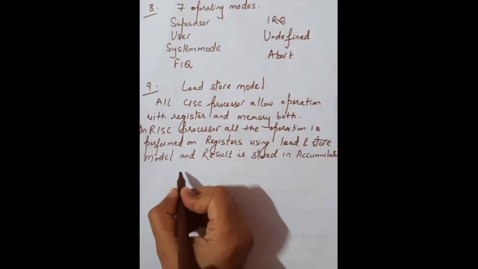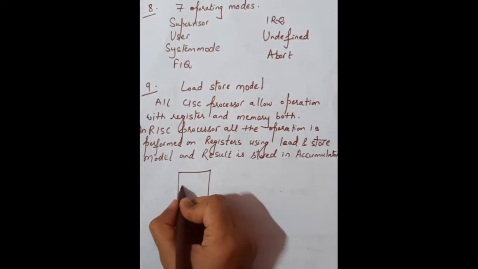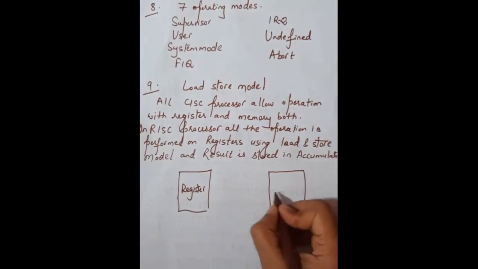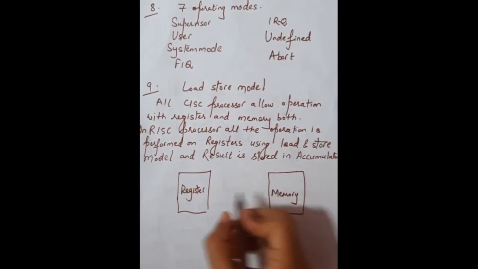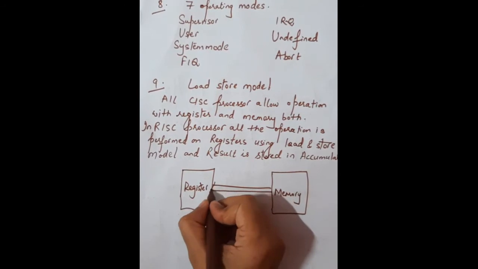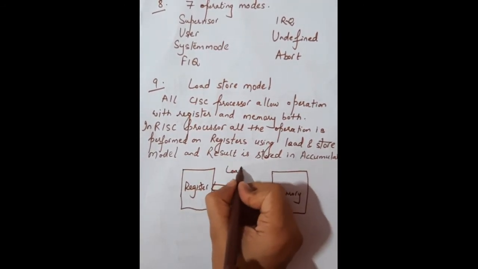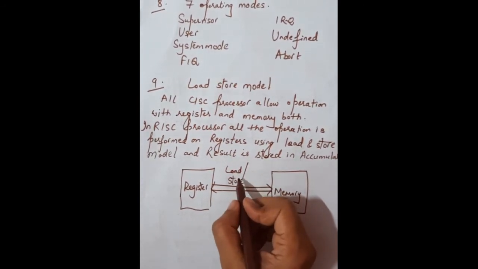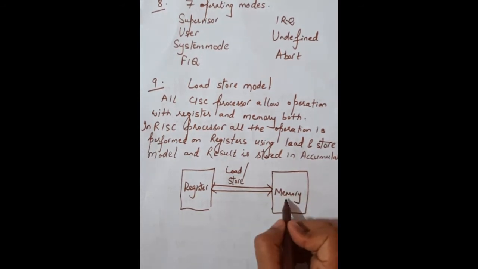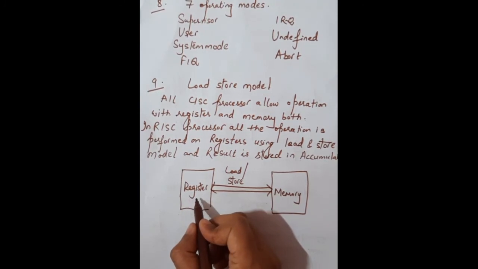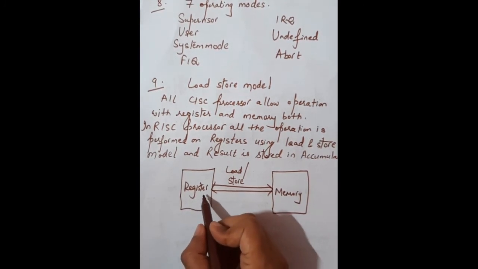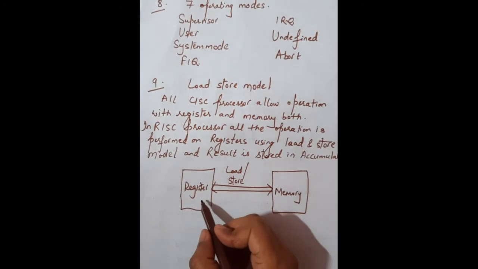If we consider this is the register and this is the memory, in between register and memory the load and store model is used. So using the load instruction, the LDR instruction, data will be loaded from the memory location to the register. And after the operation, once the execution is done, the result will be stored to the memory locations using registers.